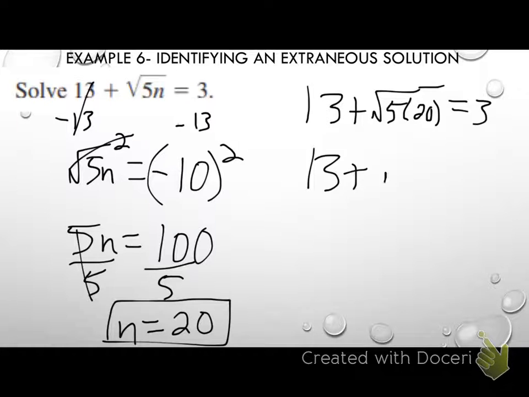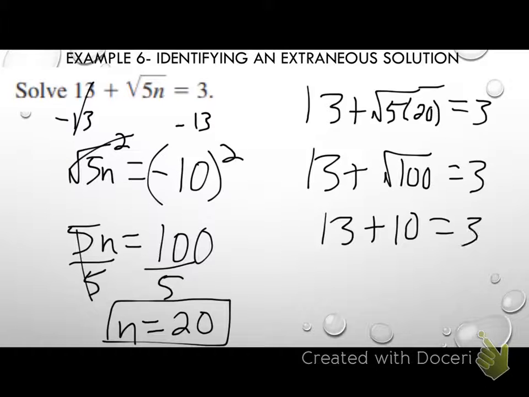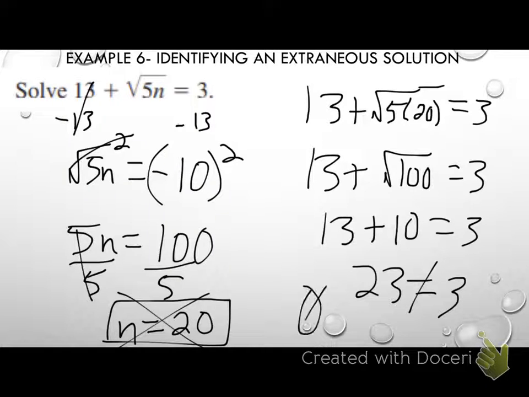What's 5 times 20? 100. What's the square root of 100? 10. And 13 plus 10? 23. Does 23 equal 3? No. So n equals 20 is what? An extraneous solution, right? So n equals 20 is not an actual solution. So do I have a solution here? No. No solution here.